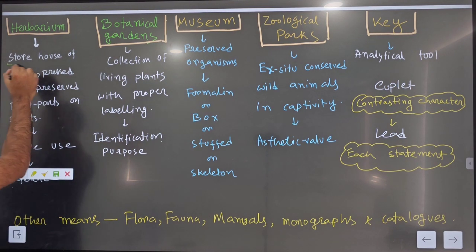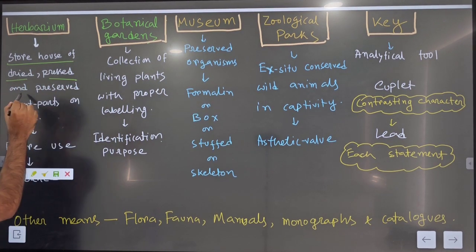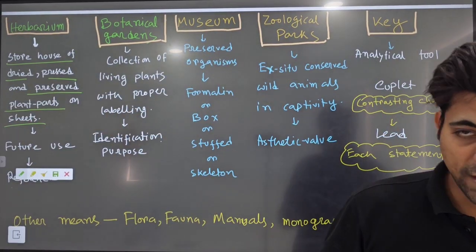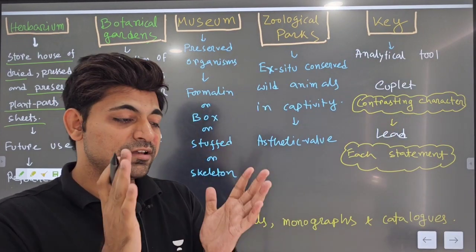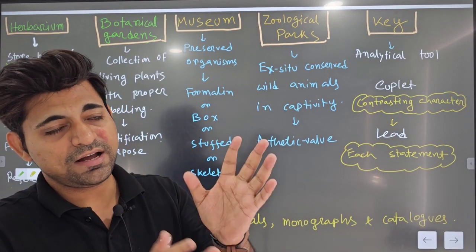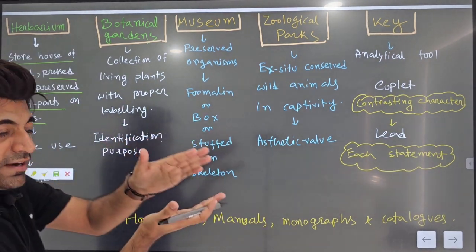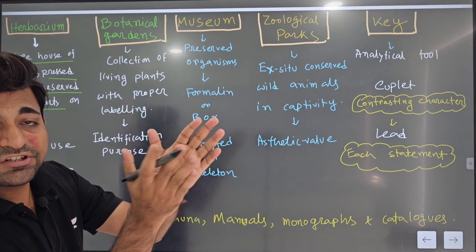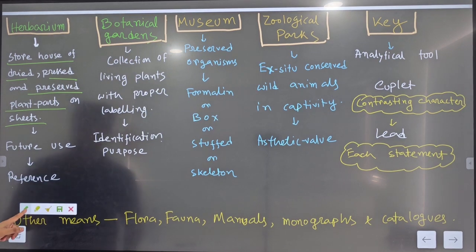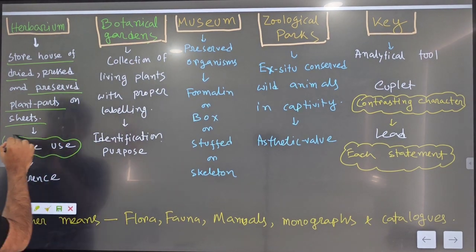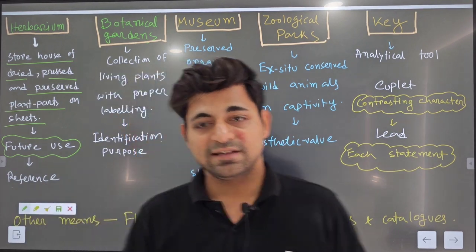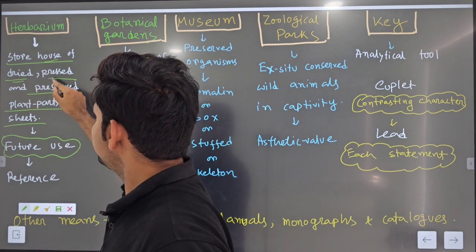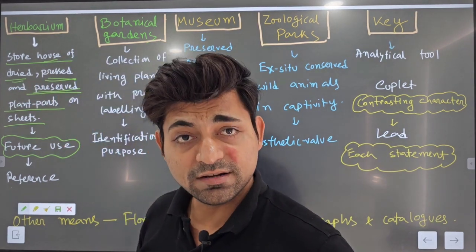Herbarium is a storehouse of dried, pressed and preserved plant parts on sheets. These are non-living, meaning dead parts of plants or a full plant. Where is it stored? It is stuck onto sheets and kept in files. What is the utilization? You can use herbariums for future reference. Again, I am repeating: a storehouse of dried, pressed and preserved plant parts.